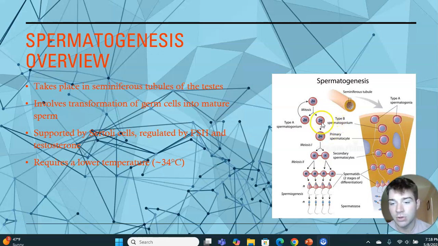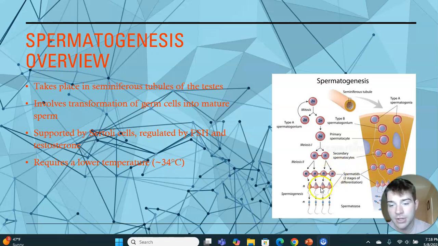It goes down and becomes a primary spermatocyte. This primary spermatocyte goes through meiosis 1. This diploid cell, this is where it becomes a haploid cell. That becomes a secondary spermatocyte. The secondary spermatocyte goes through meiosis 2, and then it ends up with 4 haploid cells. These 4 haploid cells are called spermatids. This whole process is called early spermatogenesis.